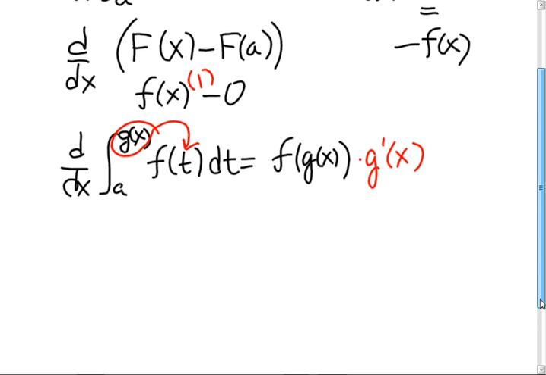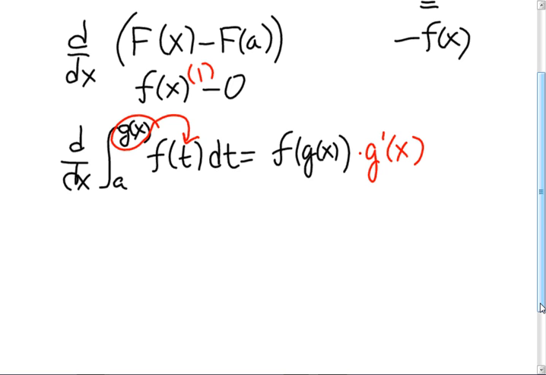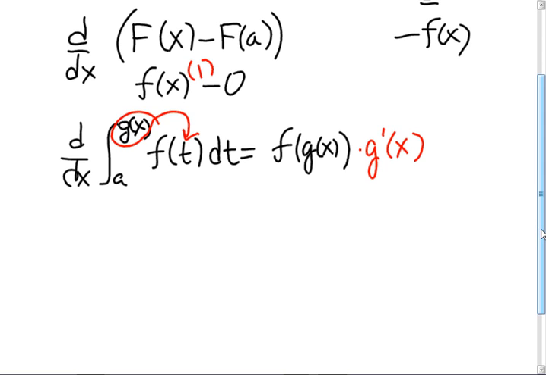By the way, don't forget to learn your logs. We're not integrating logs, by the way. You need integration by parts to do it. If you get the integral from like 0 to 1 of the log of x dx, that's a calculator problem.